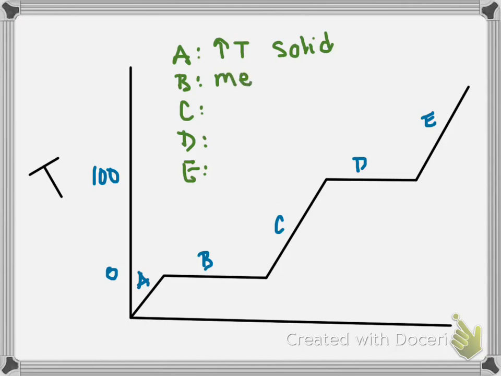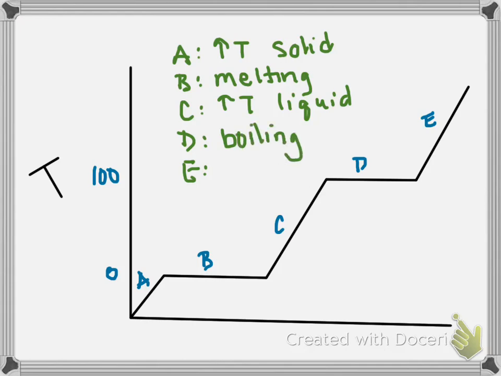At point B, that's a phase change, that's where it's melting. At point C, that's where we have a liquid. Again, notice that I write in there that the temperature is increasing. At D, it's where it is boiling, because again, our phase is changing. And at E, we are increasing in temperature at the gas phase.